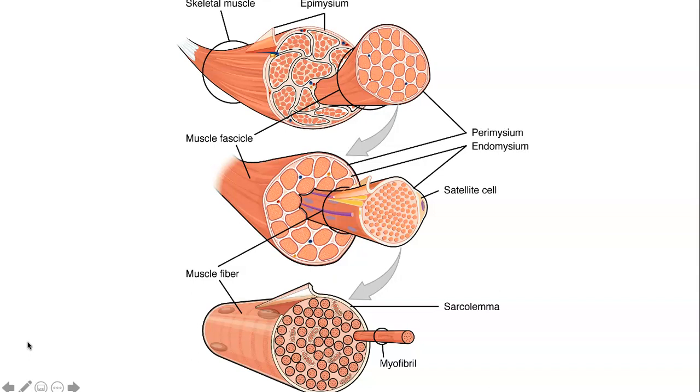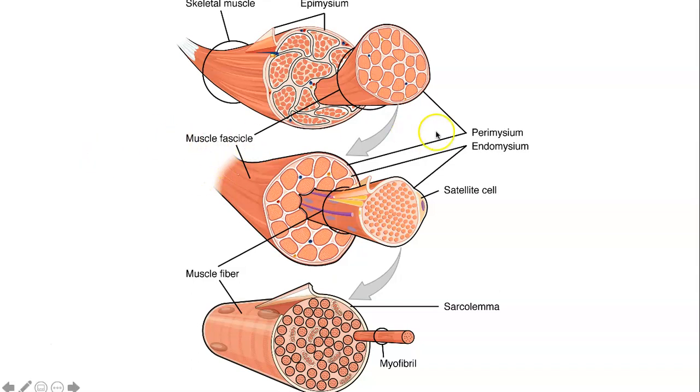Let's talk about all of them. The first is the epimysium, which is this sheath of dense, irregular connective tissue, and it allows a muscle to contract and move, and also maintain its structural integrity, and it also separates the muscle from other organs in the area, making it its own independent entity.